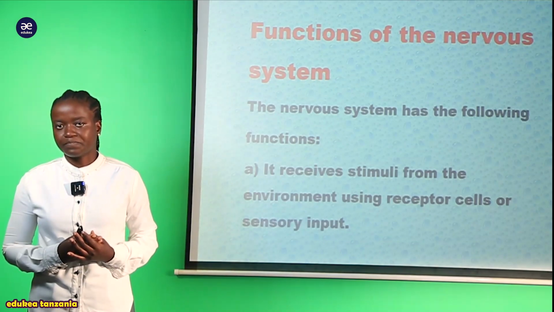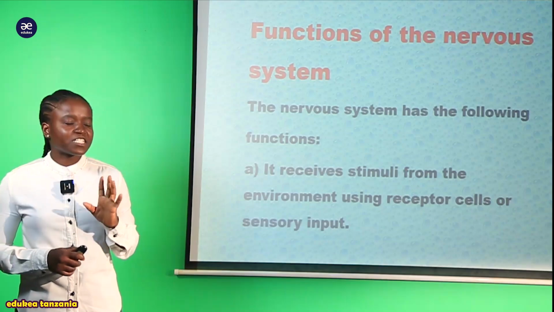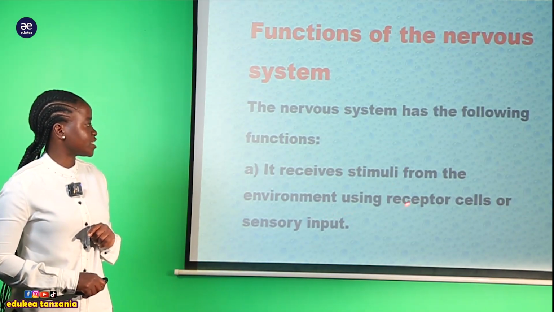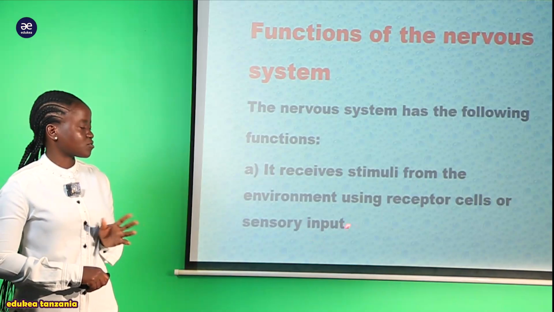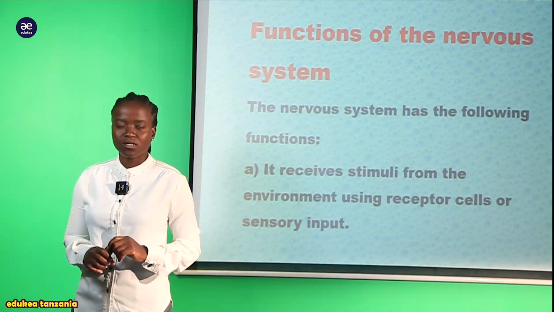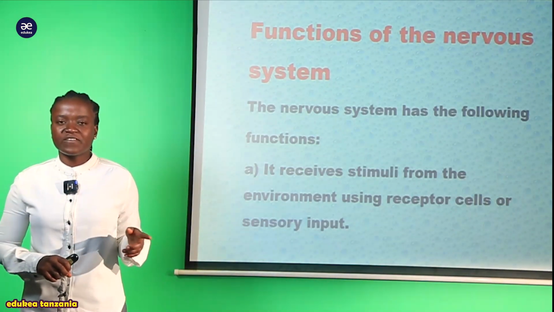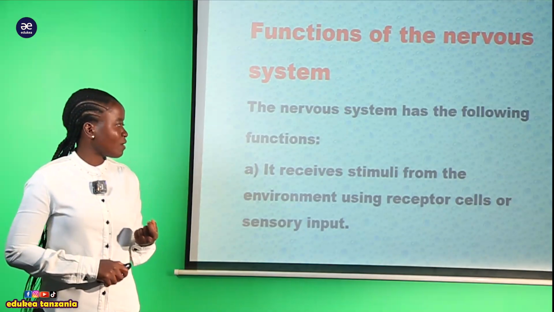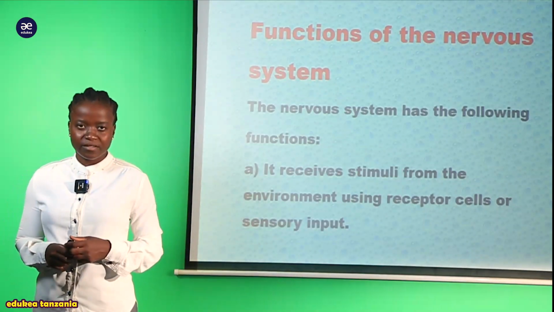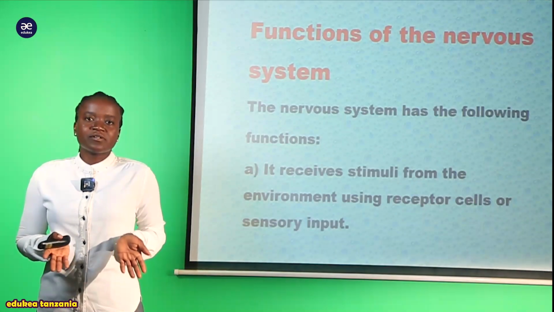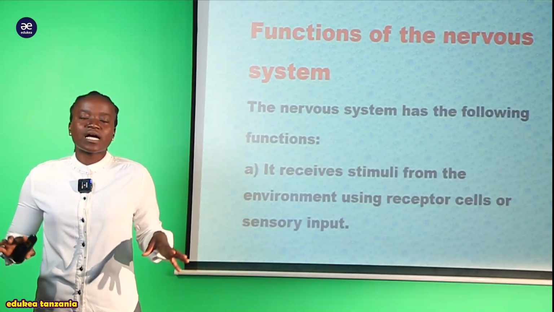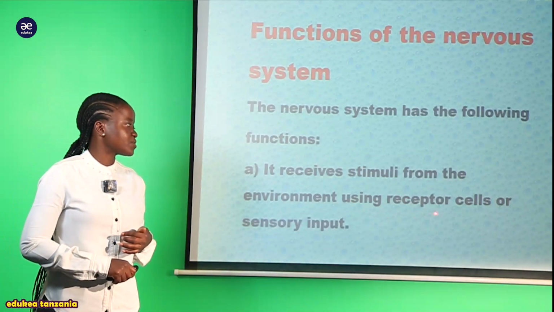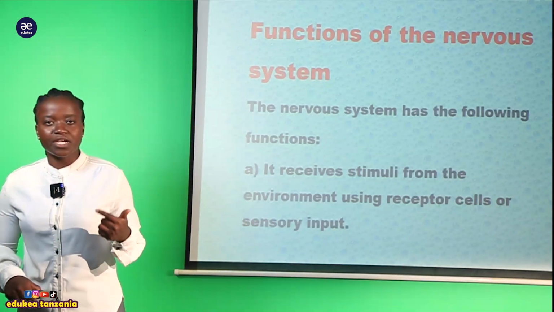So the first function, we can say that it receives the stimulus from the environment using the receptor cells or sensory input. The first function of the nervous system is to receive the changes, or tunasema kwamba is to receive the stimuli. When we are saying stimuli, we mean the changes that are occurring within the environment. Thereafter, tunasema kwamba using the receptor cell or the sensory input.